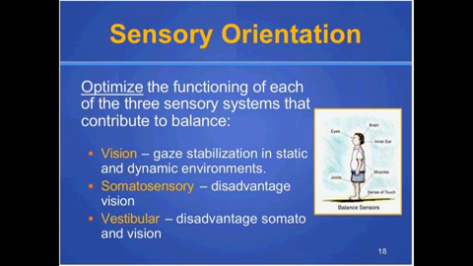So our goal in this sensory orientation phase of the program is to optimize the functioning of each of the three sensory systems that contribute to balance. We're interested in teaching gaze stabilization in static and dynamic environments. So finding that vertical target, which is going to help with verticality, and always remembering to find that vertical target with every change in head movement.